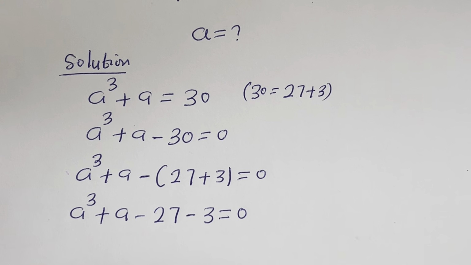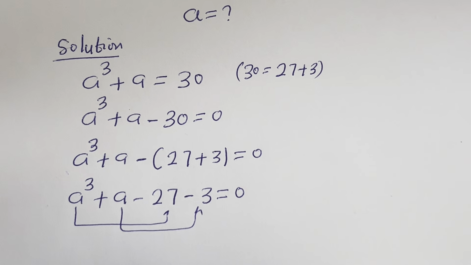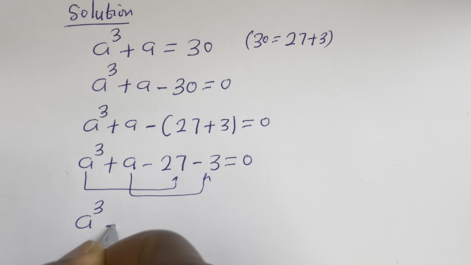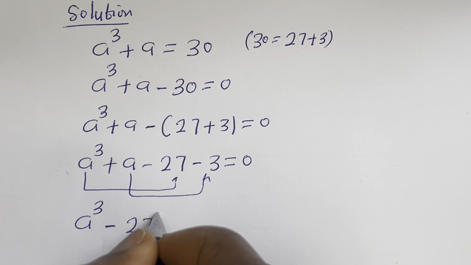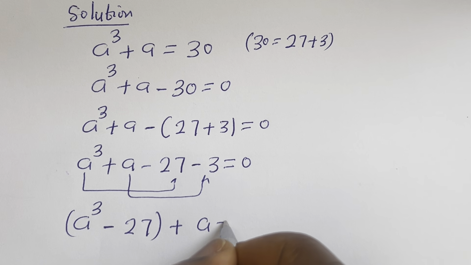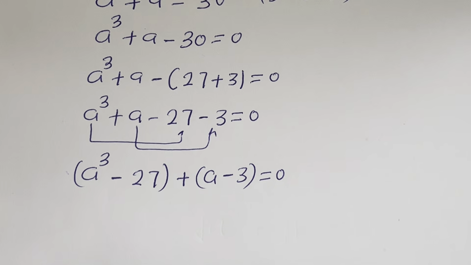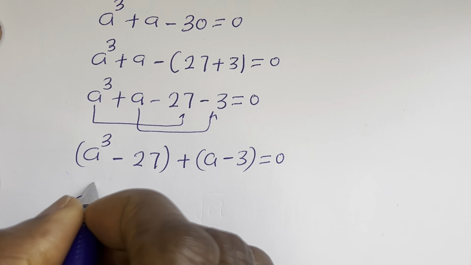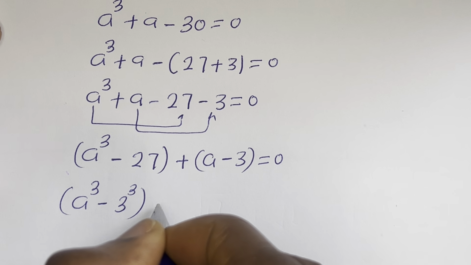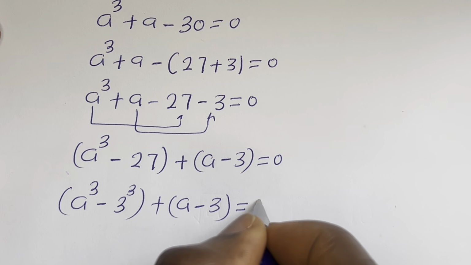equal to 0. Now let's pair this with this and this with this. Here we have a to the power of 3 minus 27 plus a minus 3 is equal to 0. Now this a to the power of 3 minus 27 can be written as 3 to the power of 3 plus a minus 3 is equal to 0.